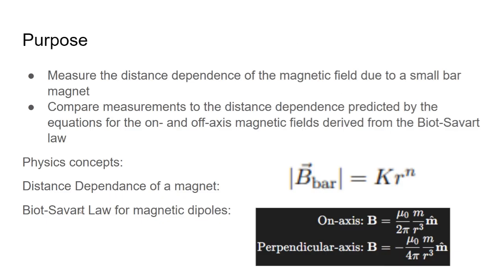There are two major physics concepts involved in this lab. The first was the distance dependence of a magnet, which states that the magnitude of the magnetic field due to a bar magnet is going to be equal to some constant times the distance from that bar magnet to some power. And then the Biot-Savart law for magnetic dipoles, the equations of which are in the bottom corner here.